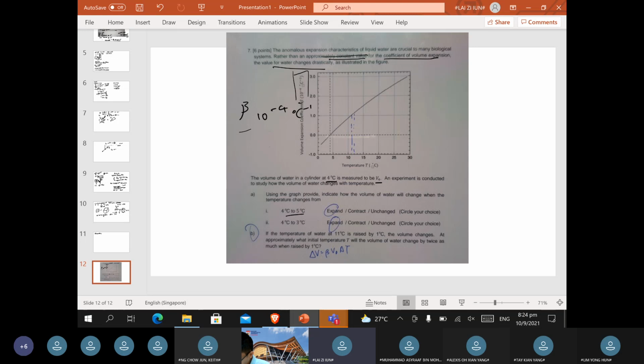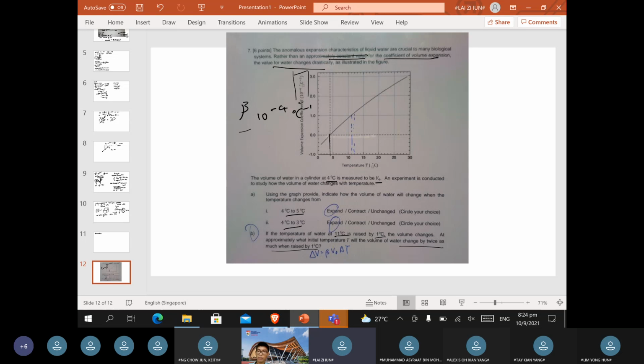Change from 4 to 5. This one is 4 to 3. The temperature of water at 11 degrees is raised by 1 degree C. Volume changes at approximately what initial temperature, where the volume changes by twice as much when raised by 1 degree C.